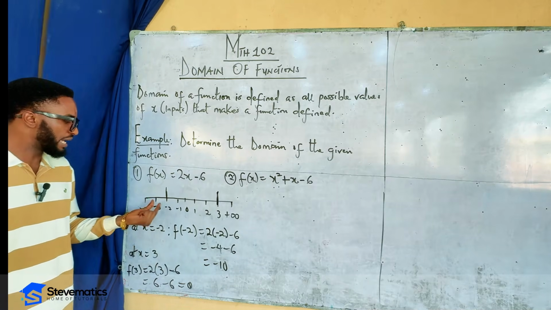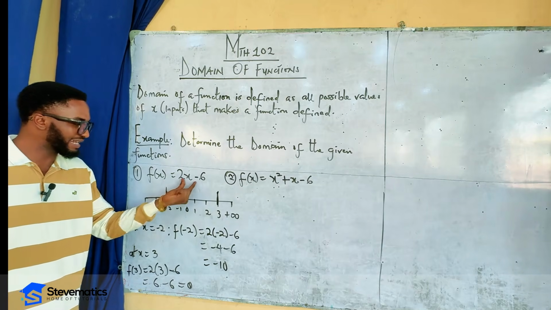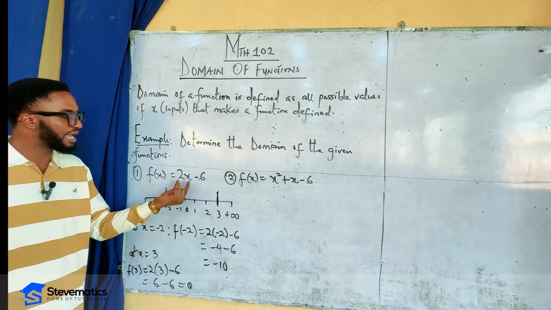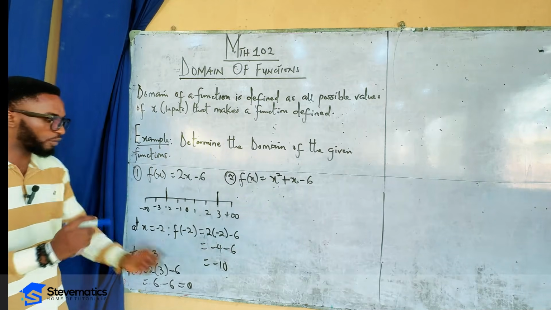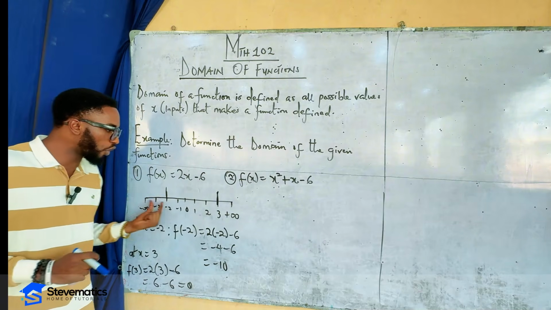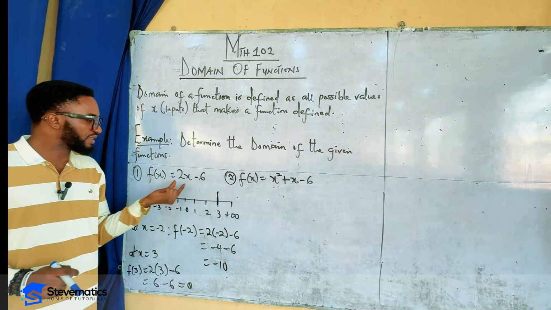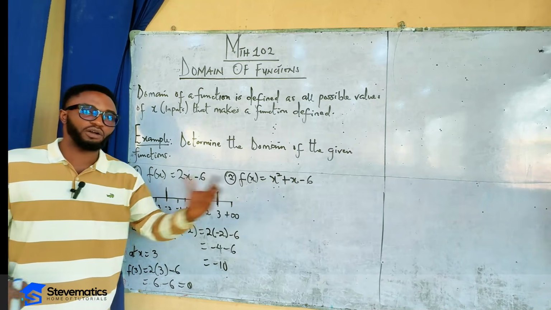What does that tell you? Any number you pick from this region and you insert here, whether positive numbers or negative numbers, it will give you defined values. Your answer will be a defined value. It means that that function is defined at all points on your real number line. These are all polynomial functions. Question 1 and question 2, they are all polynomial functions.